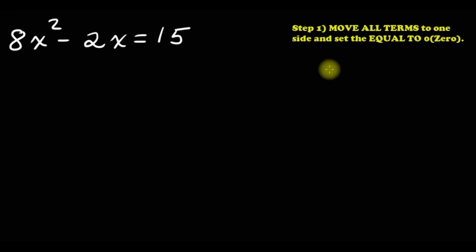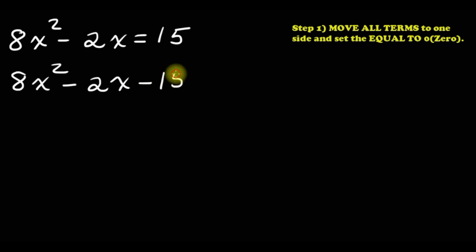So step 1 is to move all terms to one side and set it equal to 0. Okay, so we want to make this side equal to 0. And you can easily do that by taking away 15, because 15 take away 15 is 0. So here you have ax squared minus 2x. And then if you minus 15 on the right, you get a minus 15 on the left-hand side of the equal sign. And that's how we got the minus 15 there. And then you have 0 on the other side. Okay, so that's the first thing you have to do.